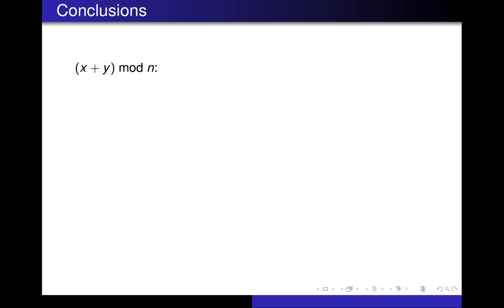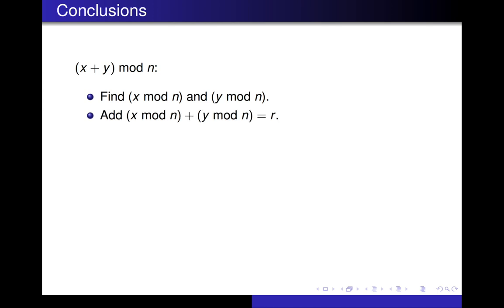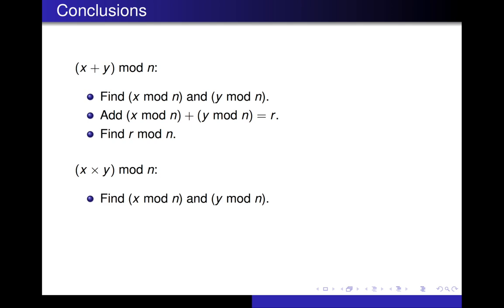So if we can summarize what we did with all that work there, if you want to find x plus y mod n, for instance, well, first find x mod n and y mod n, then add them together to get some number. I'll just call it r, and then just find r mod n. And multiplication is the same way. If we do x times y mod n, find x mod n and y mod n, multiply them together to get some number r, and then find r mod n. And the nice thing is the r in both the x plus y case and the x times y case is a lot smaller than the numbers that you started with, so presumably it's going to be an easier computation.